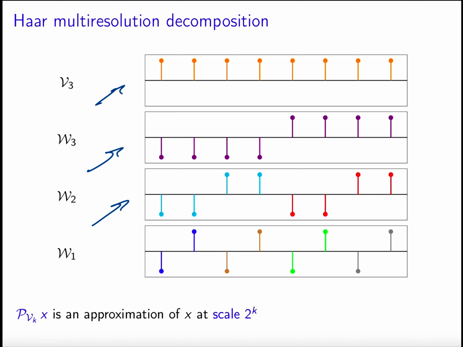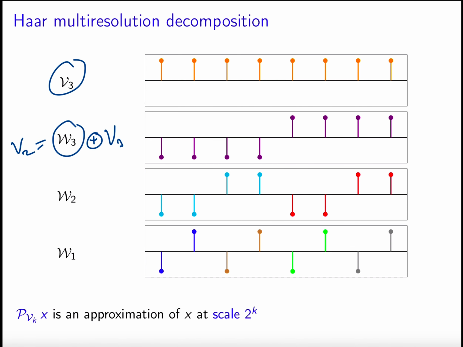So like that, we have managed to build a hierarchy of bases of these subspaces that are orthogonal complements to each other, so that in the end, we managed to decompose the signal using orthogonal vectors at different scales. And now we can project on different subspaces like this. We can project on V3, we can project on W3, or W3 plus V3, which at the end of the day is V2, to obtain approximations at different scales.